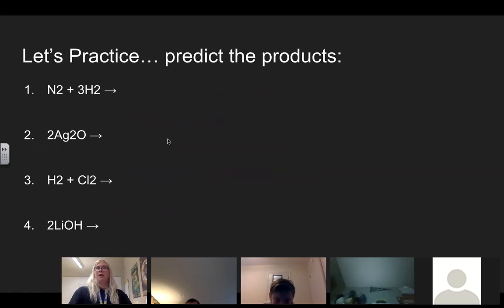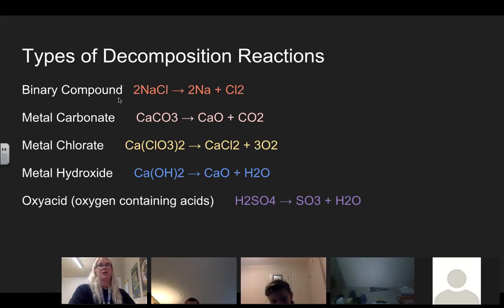2 lithium hydroxide. So what do you think, just from looking at it, is it going to be synthesis or decomposition? Decomposition, right? Probably, like I said, these are really easy to see. Then the predicting the products part is where it becomes a little bit more complicated. Okay, so we have 2 lithium hydroxide. So we know it's a decomposition reaction. Which one is it going to be?